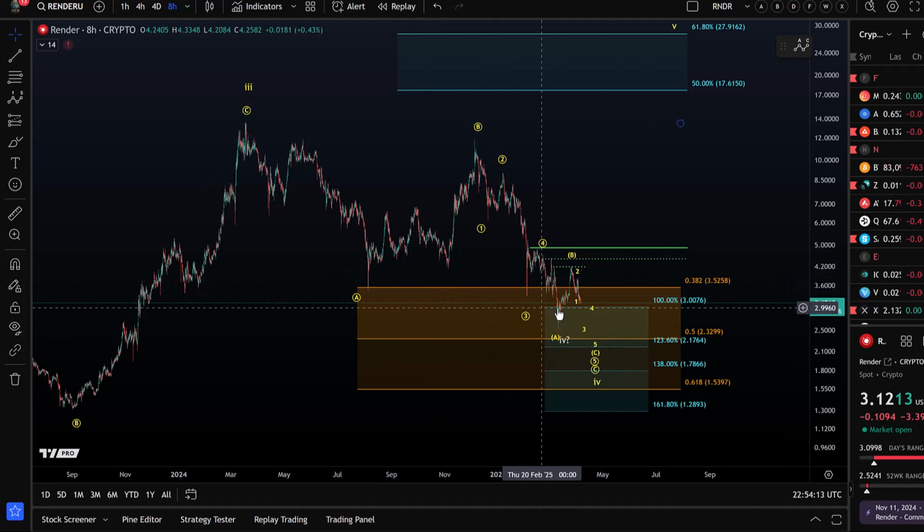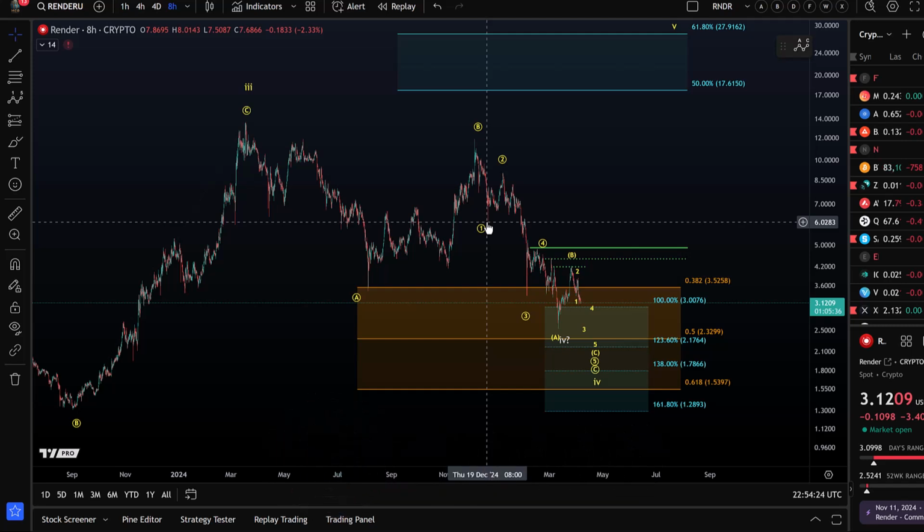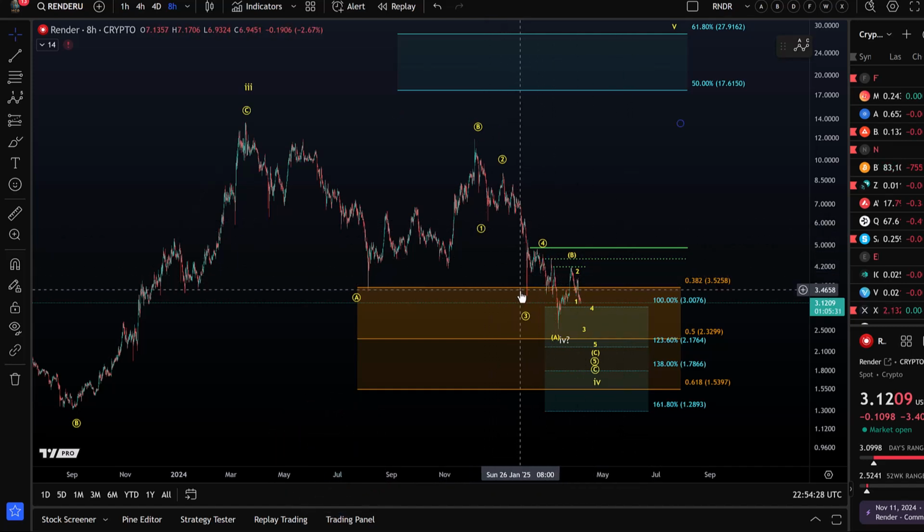So the Render chart is now in the support area. I think it was in the support area already when we talked about Render last time. And it's still likely that Render will go a little bit lower, not because it needs to, okay? It's definitely done what it needs to do in this correction.